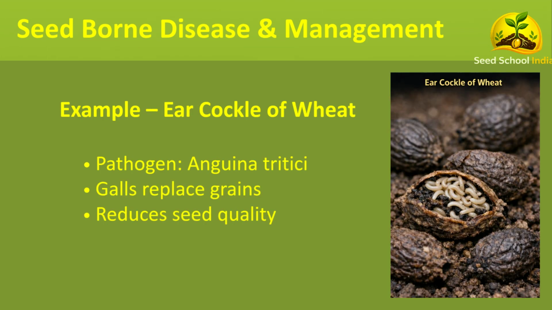In ear cockle disease, the normal wheat grains are replaced by hard, dark galls. These galls contain thousands of nematodes, which become active when conditions are favorable. This leads to poor grain quality and reduced yield.